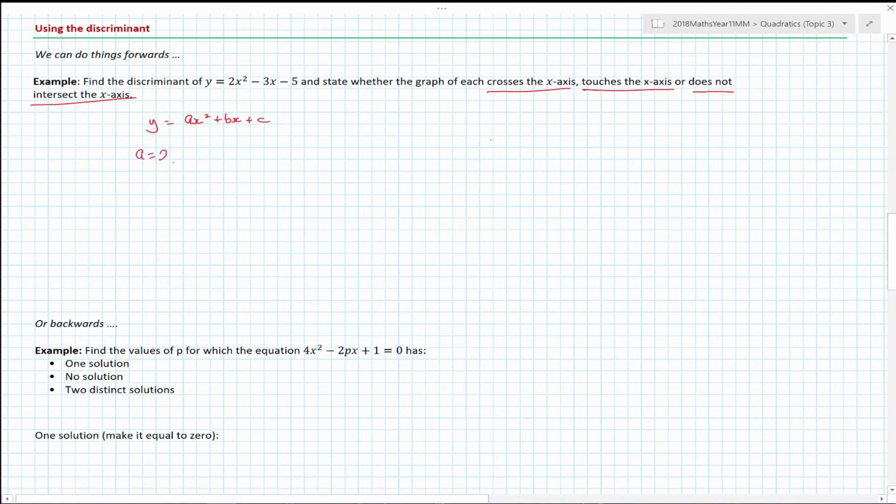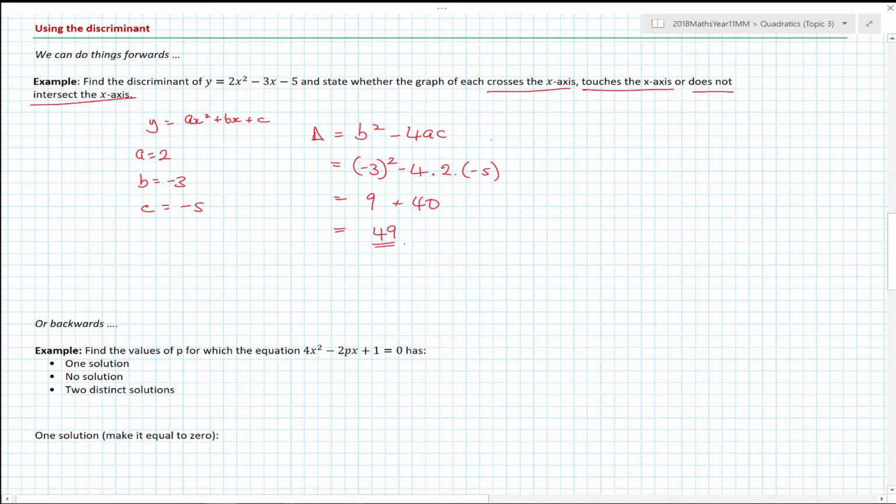So I know my a value is 2, my b value is minus 3, and my c value is negative 5. So what do I need to do? I need to work out b squared minus 4ac, because my discriminant, that triangle thing, is given by b squared minus 4ac. So b squared is minus 3 squared minus 4 times 2 times minus 5. Well, minus 3 squared is 9. Minus 4 times 2 is 8. And minus 8 times minus 5 will give me plus 40. So I now know my discriminant is 49.